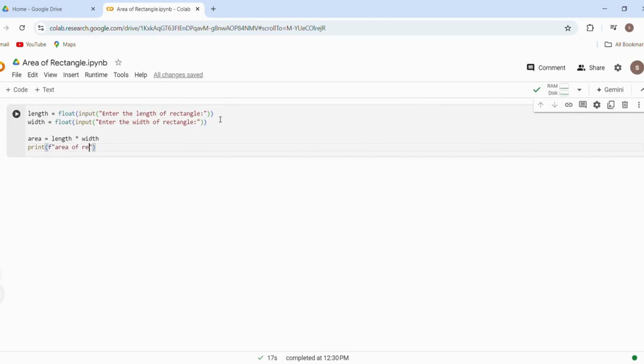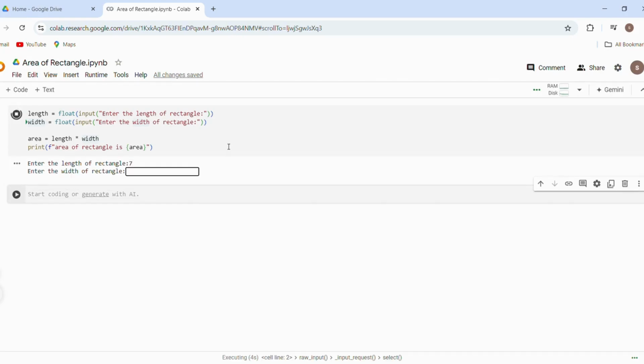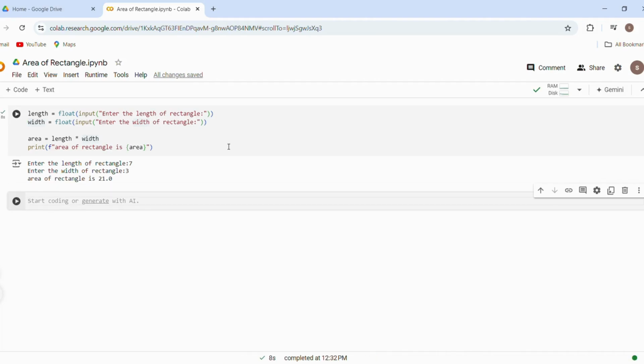Area of rectangle is, after that we need to evaluate with the help of shift enter. I am giving the length value as 7 and width value as 3. Then area of rectangle is 21, 7 into 3.